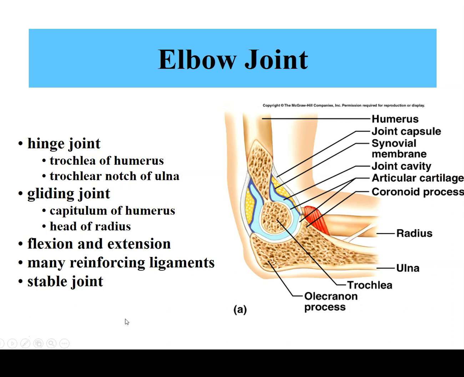It is a hinge joint, a gliding joint where the head of the radius articulates with the capitulum of the humerus. Flexion and extension is allowed with a little bit of gliding. It has many reinforcing ligaments, a stable joint, and there's the olecranon process. Remember, it locks into the back of the elbow. Here's the humerus. It stops that bone from going any further, so you don't have hyperextension of this joint. This would be bad, because that olecranon process locks into the olecranon fossa on the humerus, so it keeps you from hyperextending and tearing those ligaments in that joint.